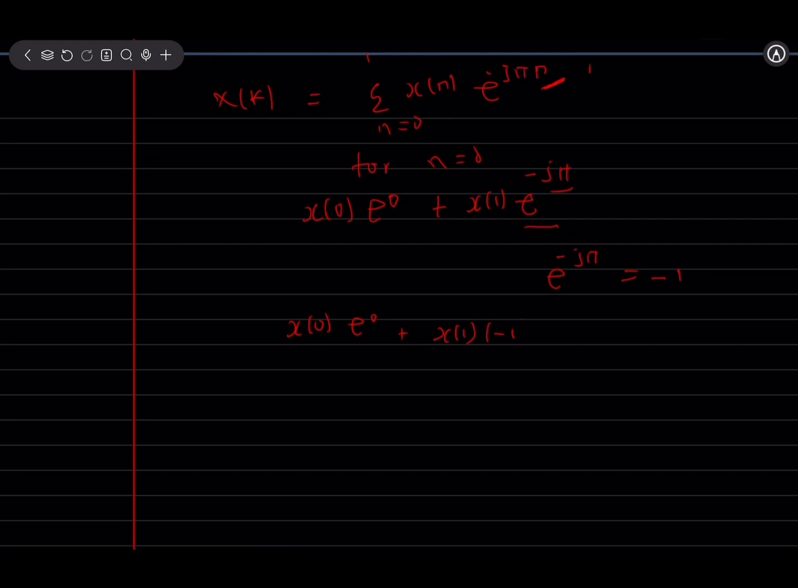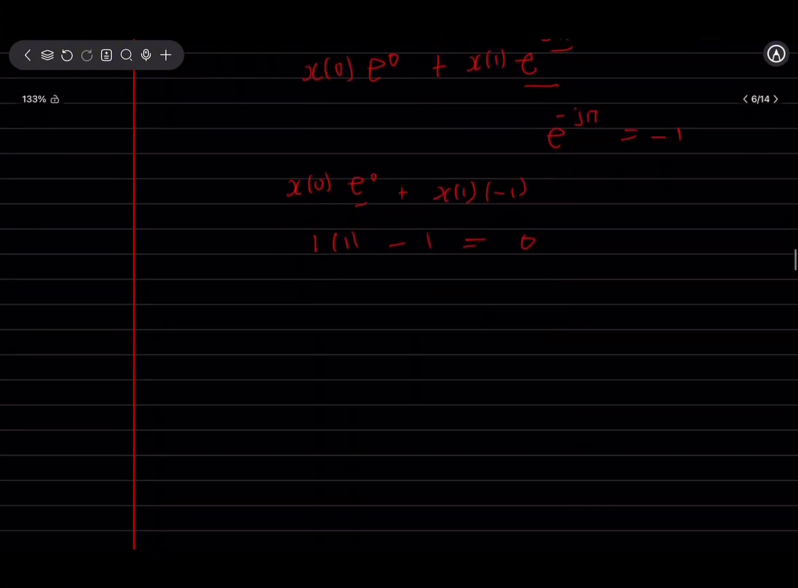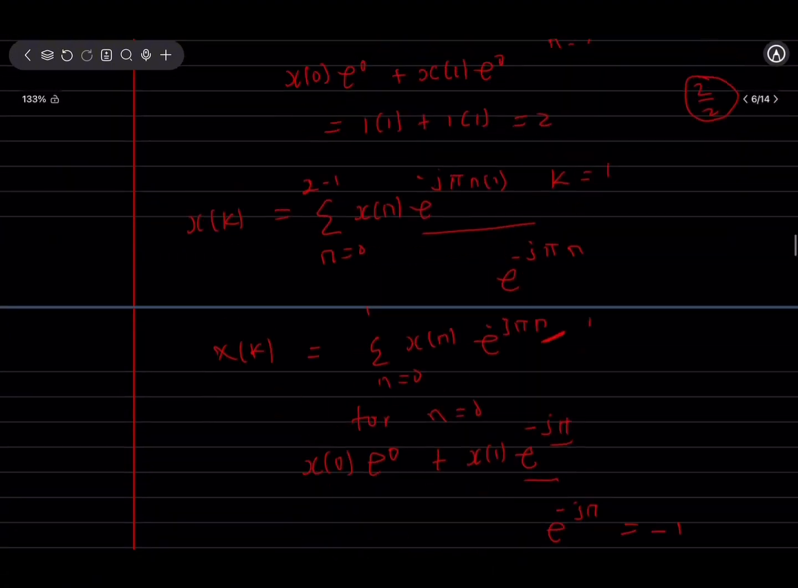multiplied by negative 1. X of 0 is 1, multiplied by 1 because this one is 0, 1. Minus, here it's also 1, and then we are going to get 0. And therefore, our sequence X of k is equal to 2, 0. So now, this is for the first question.